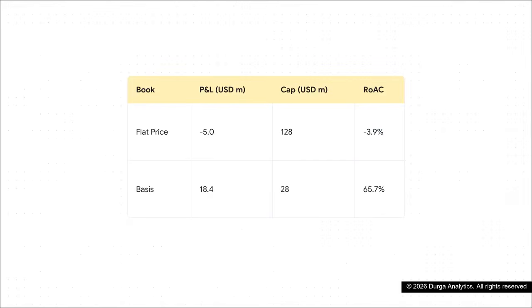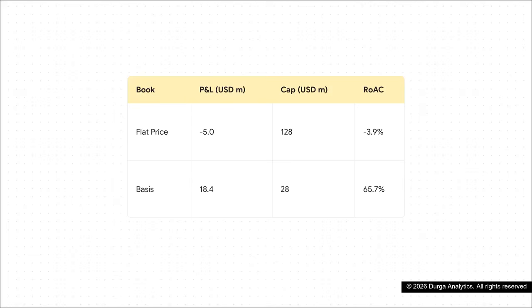Conversely, let's flip over to our U.S. case study. Here, capital was allocated annually based purely on trailing absolute P&L. Because the flat price book had high absolute returns right at the start, it kept getting fed more and more capital.